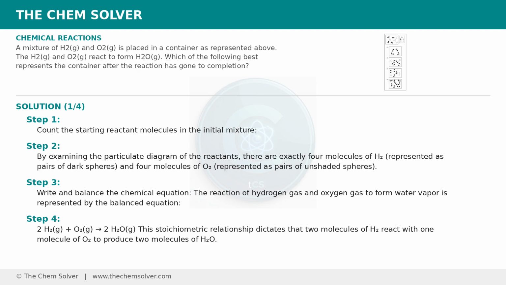Write and balance the chemical equation. The reaction of hydrogen gas and oxygen gas to form water vapor is represented by the balanced equation 2H2 + O2 → 2H2O. This stoichiometric relationship dictates that 2 molecules of H2 react with 1 molecule of O2 to produce 2 molecules of H2O.